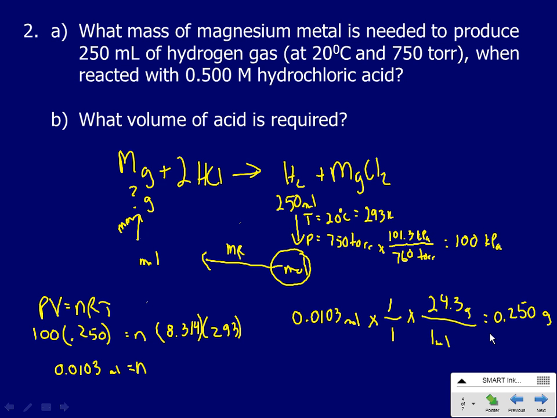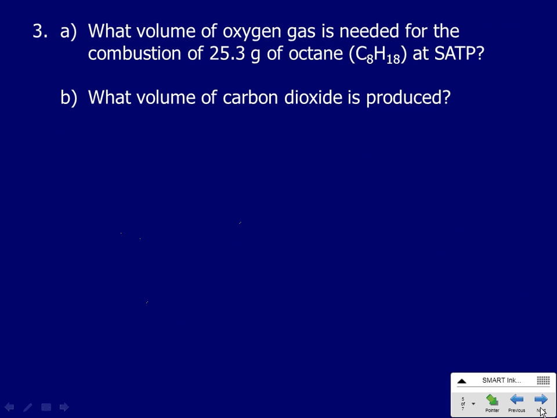Some people do. They get really excited about patterns. It turns out that the factor that we use here in PV equals nRT is very close to this number right here. Coincidence. All right? Don't be looking at all these special patterns. All right, let's do another one.